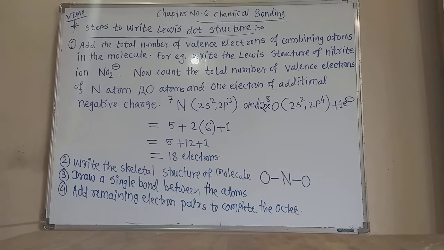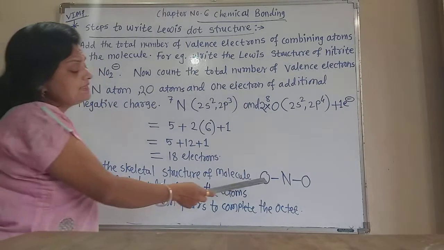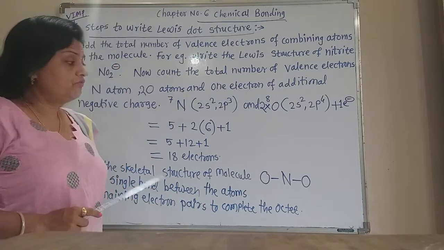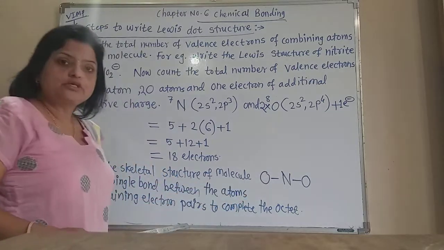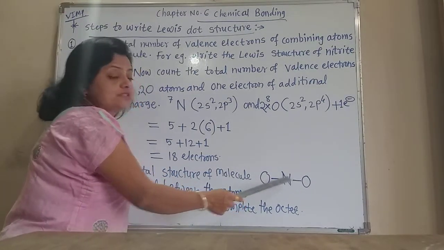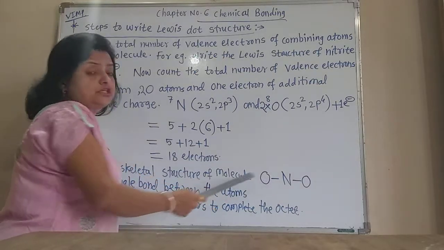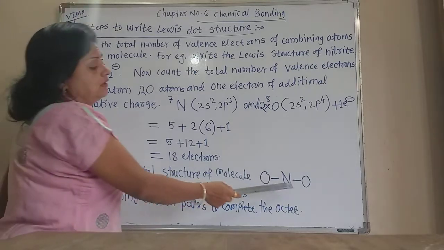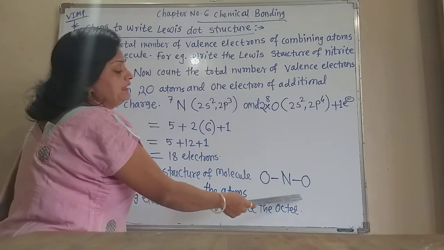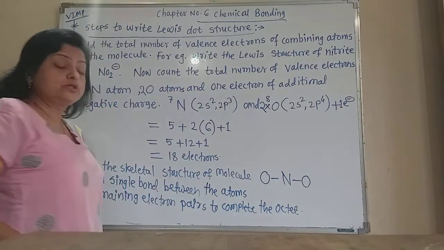The next step is to add the remaining electron pairs to complete the octet. For one single bond there is one electron pair, that means two electrons, and here also two electrons. So totally 4 electrons are already shown out of the 18 electrons. But nitrogen does not complete its octet yet, because it has only 4 electrons.